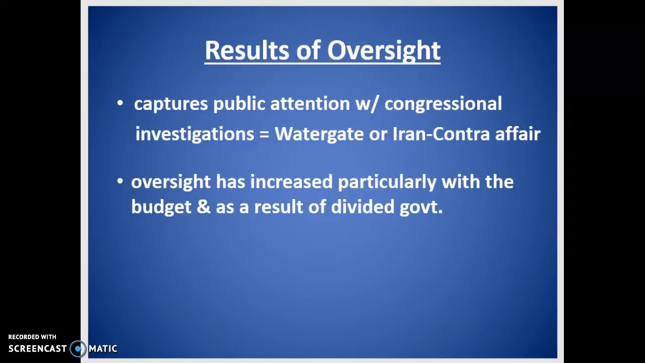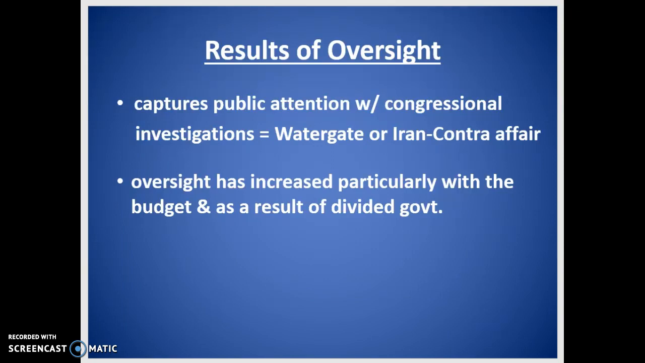Results of oversight: captures the public attention with congressional investigations. The Watergate and Iran-Contra affairs are examples where they made a huge deal of bringing these people in and questioning them and trying to get to the bottom of something. We see it kind of sort of now with the investigation into Kavanaugh with the Senate Judiciary Committee. They're questioning them. That's probably not really oversight, but it's another example of them bringing people in and questioning them.